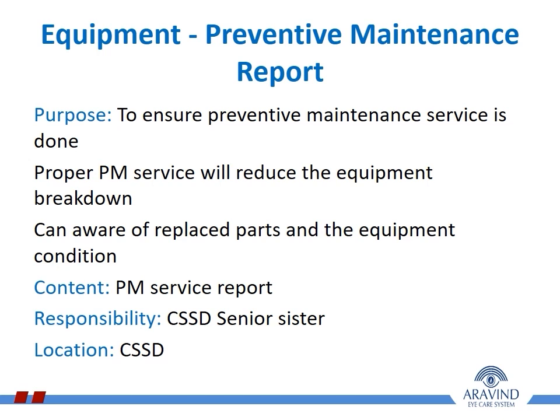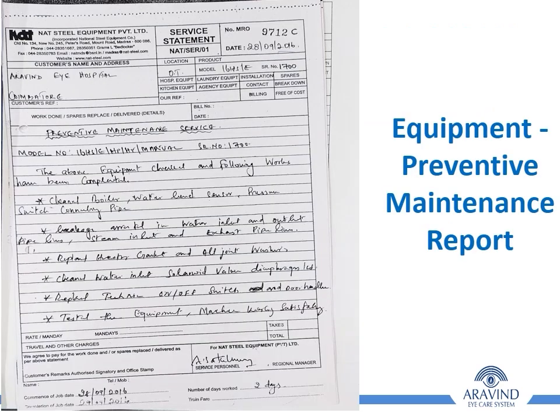The equipment preventive maintenance report. The purpose of this report is to ensure preventive maintenance services done properly. A proper PM service will reduce the equipment breakdown. One should be aware of the replaced parts and the equipment condition. The register contains the PM service report and it is the CSSD senior staff's responsibility to maintain a proper preventive maintenance report. An example of the PM report is shown in this slide.